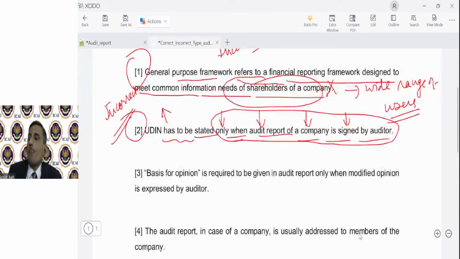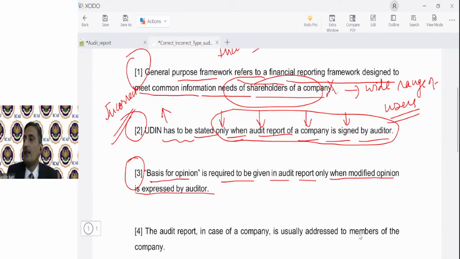Third, basis for opinion is required to be given in the audit report only when a modified opinion is expressed by the auditor. Question number 3, tell me whether this is correct or incorrect. Question number 3. Basis for opinion is required to be given in the audit report only when a modified opinion is expressed by the auditor.